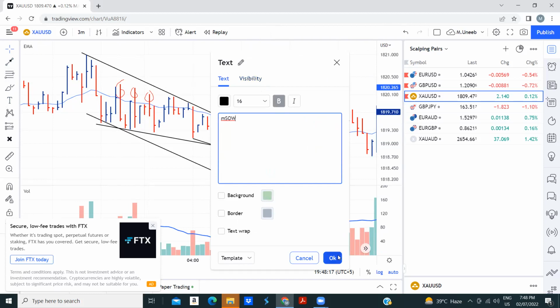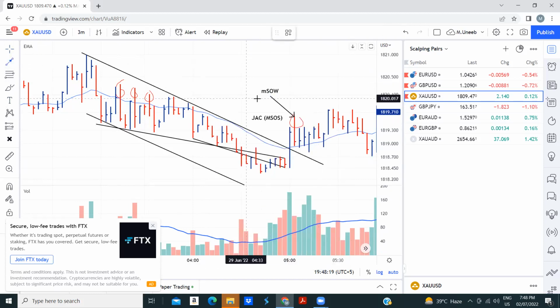Minor sign of weakness. This will fail. Why will this fail? Because this minor sign of weakness contradicts the major sign of strength. Got it? So this will fail.